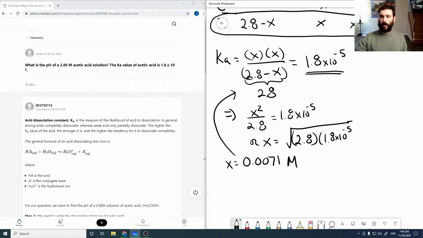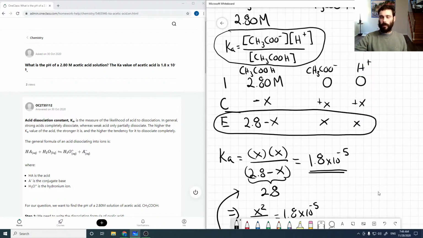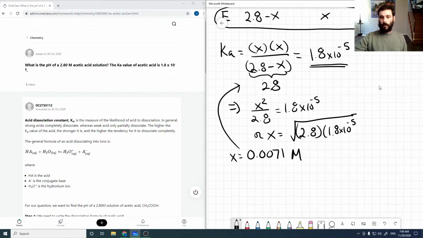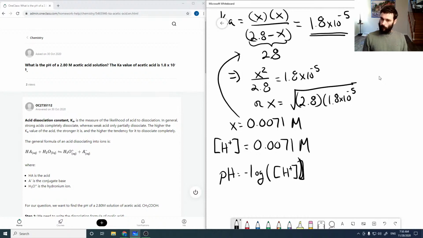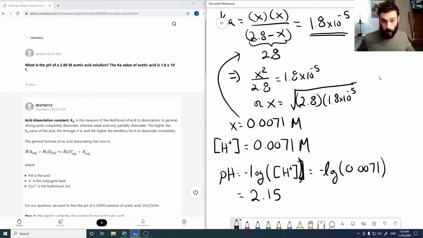So looking back at our ICE table or our Ka expression, X we were using as our concentration of H plus at equilibrium. So that means that our concentration of H plus is this value, 0.0071 molar. And so the question asks, what is the pH? So pH is the negative logarithm of our H plus concentration, or the negative logarithm of 0.0071, which is equal to 2.15. So that's our pH, given the values in the question.